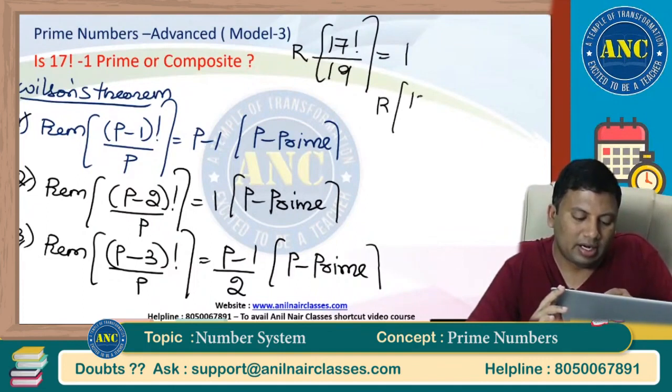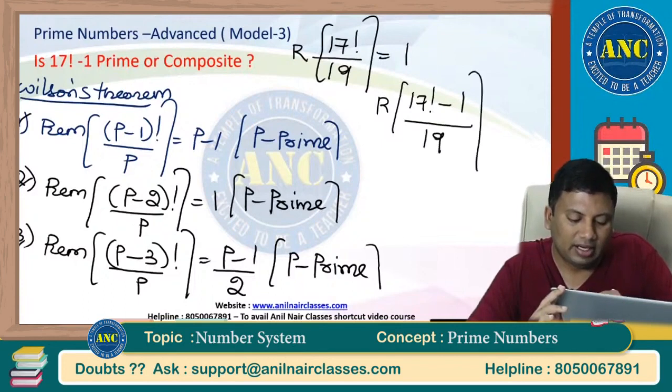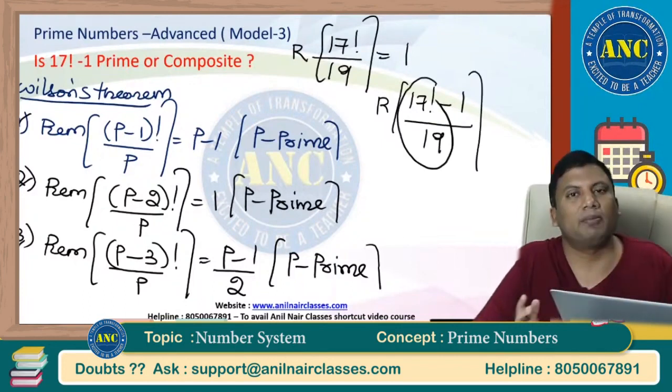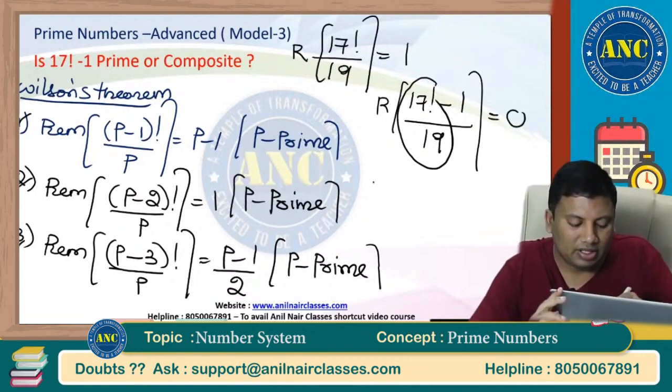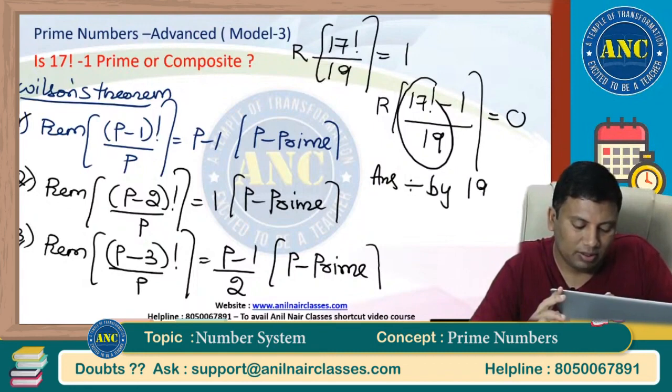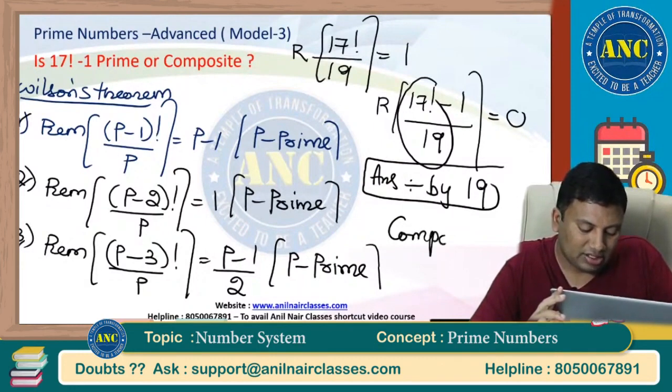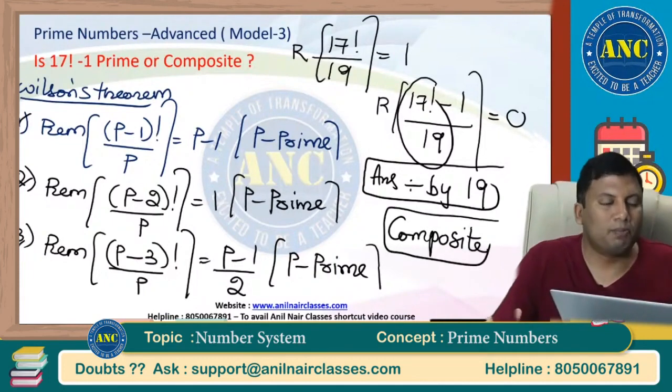So, the remainder of 17 factorial minus 1 divided by 19: 17 factorial divided by 19 leaves remainder 1. 1 minus 1 is 0. That means the answer is divisible by 19. If it is divisible by 19, the answer will be a composite number.